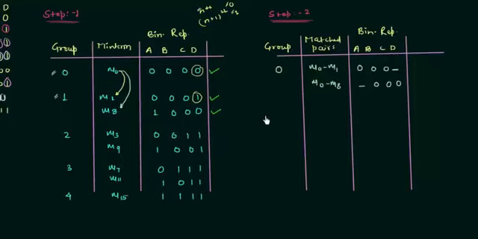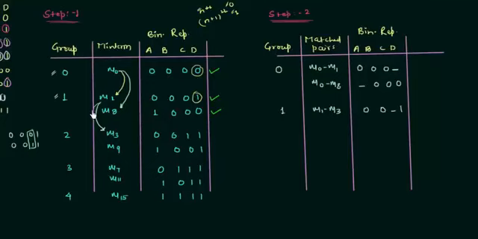Let's move to group number 1. I will compare M1 with M3, and we can see that only one variable is changing. M1 is 0 0 0 1. M3 is 0 0 1 1. Only C variable is changing. So M1, M3 is a matched pair, and we have 0 0 underscore 1.